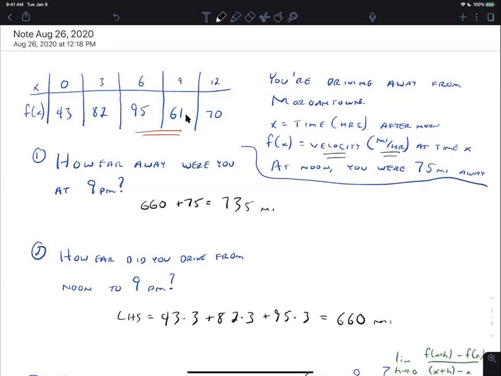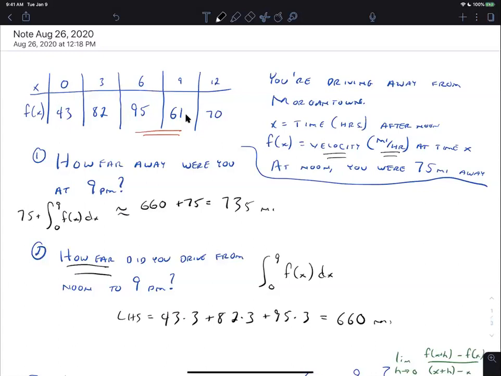What is important is that the symbol here would be the integral from 0 to 9 of f of x dx. And we know that because it's asking how far. And because of the assumption that we drove in the same direction, how far is the same as displacement. Does that make sense? Everybody clear? And then the symbol for number 1 would be 75 plus the integral from 0 to 9, which would be approximately equal to 660 plus 75. Everybody follow that?